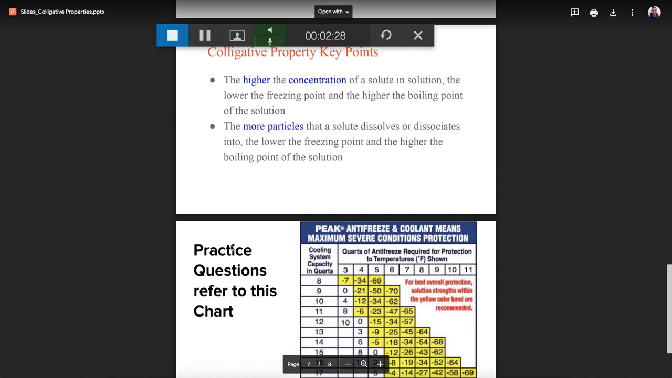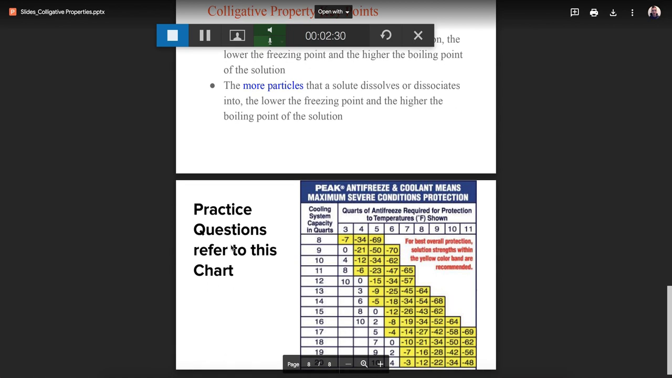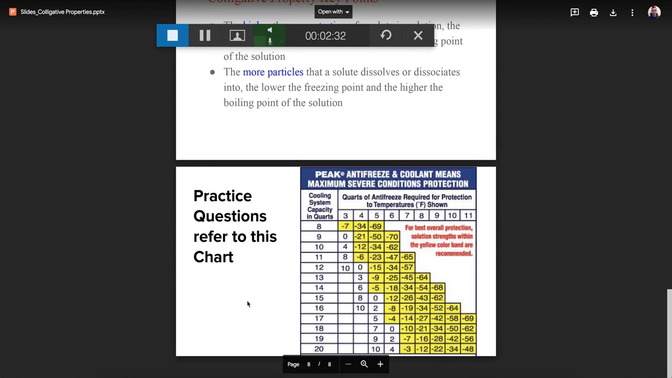Some examples of this, and there's some more notes about colligative properties though, are things like antifreeze, which your practice questions are going to be about. When you put antifreeze on your car windshield, it prevents water from freezing on the windshield. One of the most common things that solutes affect are freezing and boiling points.